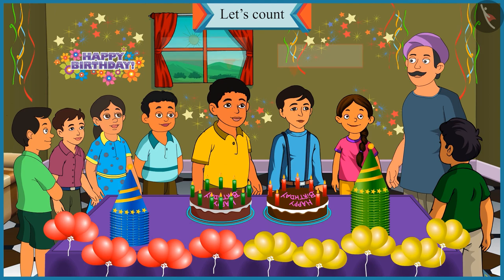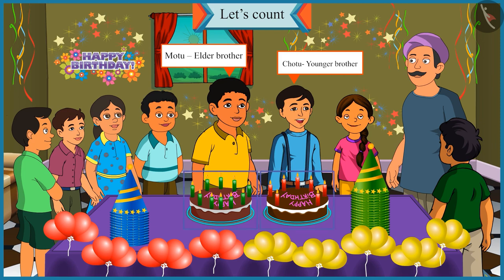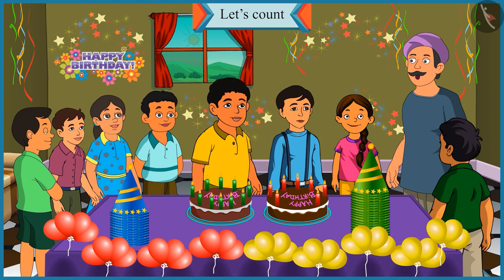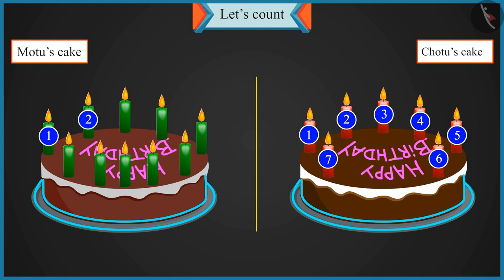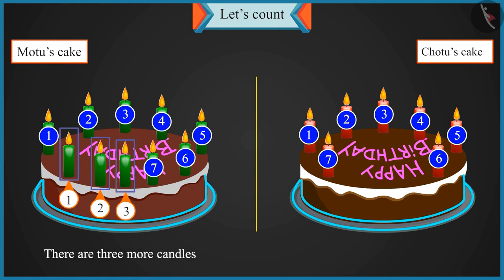Hey, what is this? I am younger than Motu, but the number of candles on both our cakes are the same. Oh no, Chotu. Count the number of candles on both the cakes. This is my one candle and this is Motu's one candle. This way it will be my 1, 2, 3, 4, 5, 6 and 7 candles. And Motu's candles are 1, 2, 3, 4, 5, 6 and 7 candles. So these are same as my candles. And there are 3 more candles. So there are 3 more candles on Motu's cake.